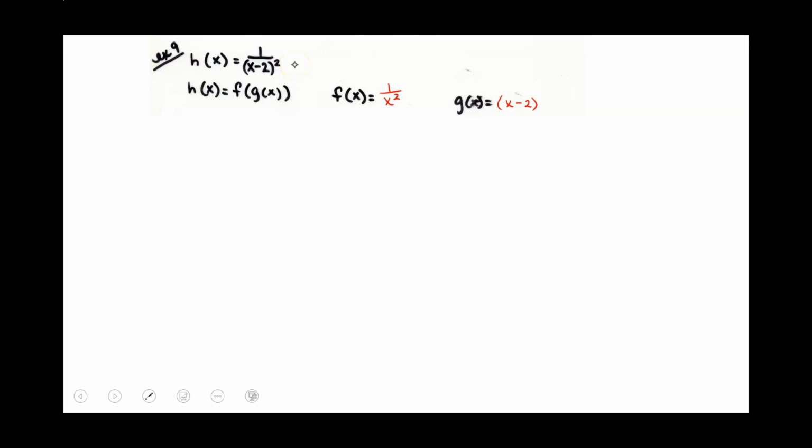So again, to find this other, I found my first one. To find this other function, I'm just going to take whatever this was, x minus 2, I'll replace that whole x minus 2 right there with x, and that would be 1 over x squared for my other function. If you put those two back together again, sure enough, it would give you that composition.